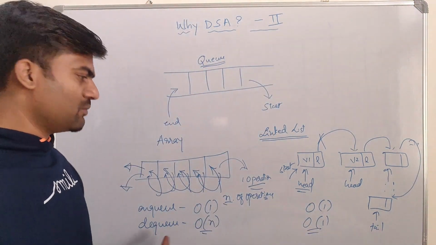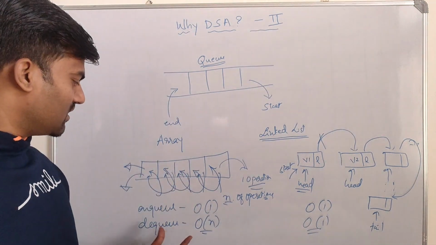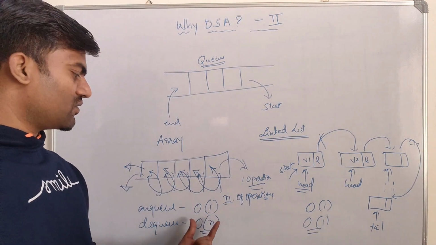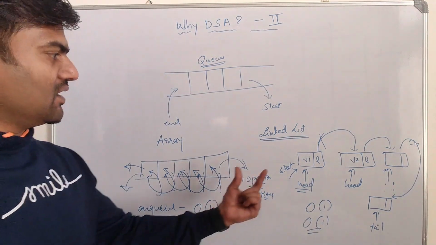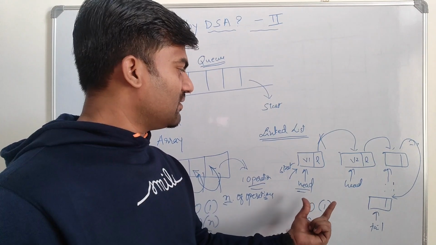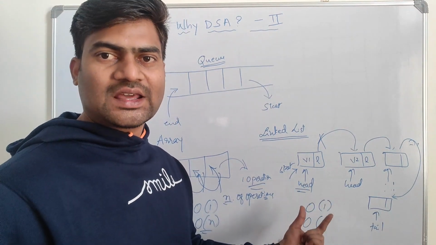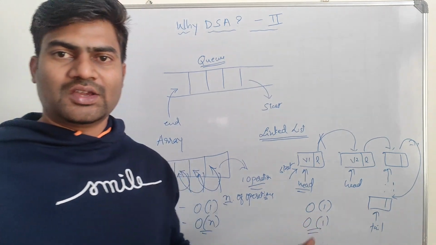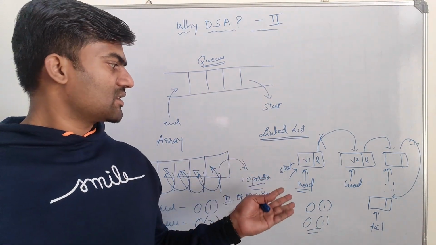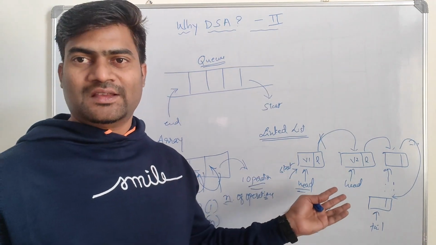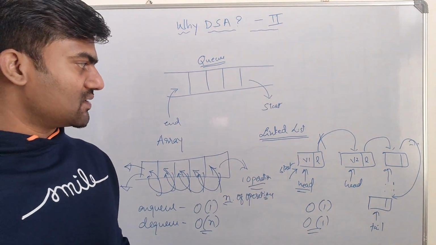So if we compare both, if we use an array to implement a queue, then it will take order of one time for NQ, but for DQ it takes order of n time. In a similar fashion, if we take a linked list, then it will take order of one time for both NQ and DQ operations. So which one is better for the queue data structure? Basically a linked list will be a better option for the queue data structure.